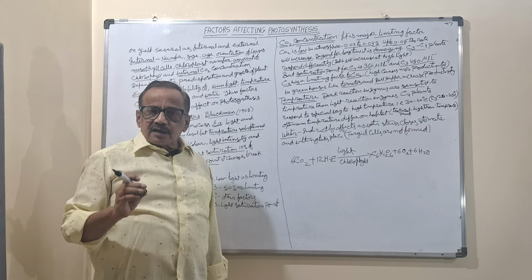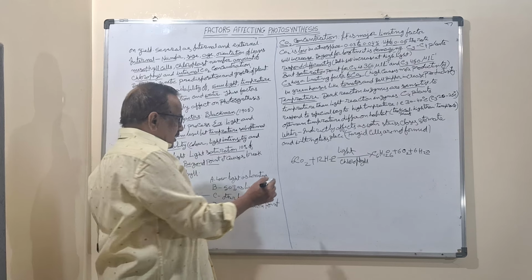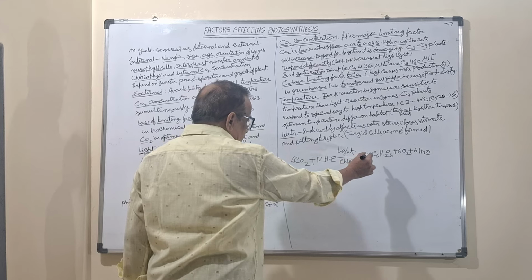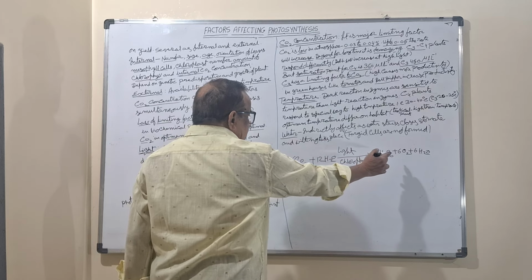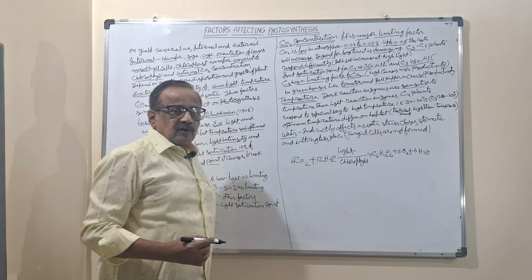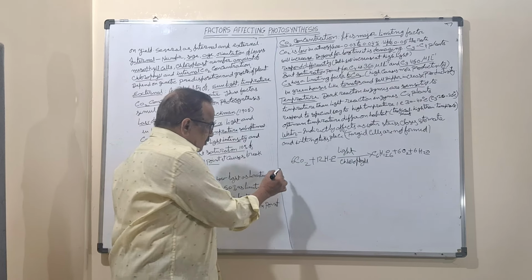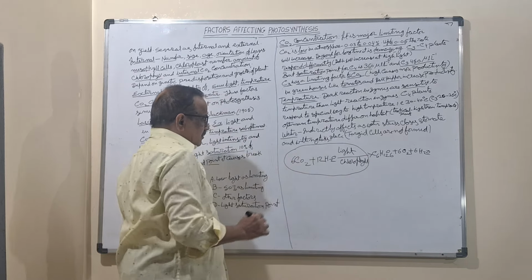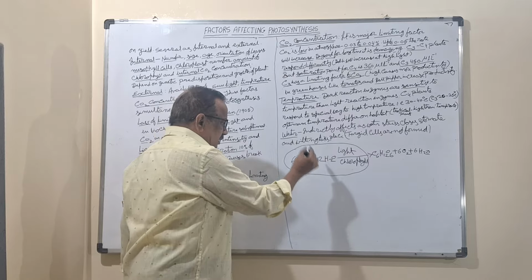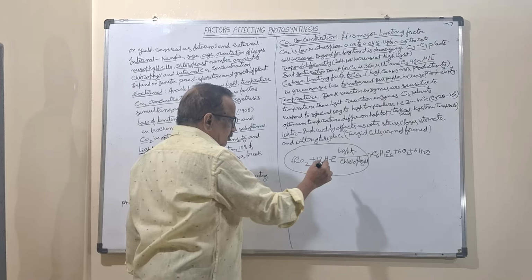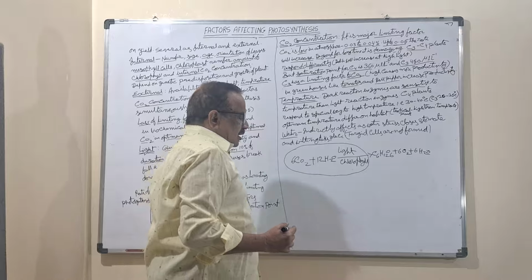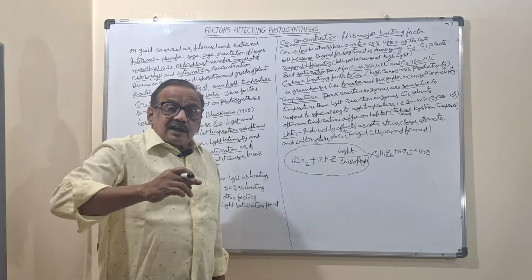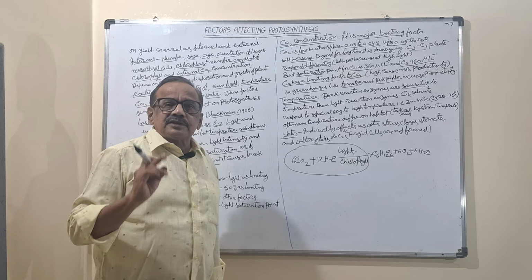In the equation we studied earlier, 6CO2 plus 12H2O in the presence of light and chlorophyll gives sugar, glucose, and oxygen and water. Each one participating in this is a factor. Carbon dioxide is a factor, water is a factor, light is a factor, chlorophyll is a factor. The concentration in which they are required is important.